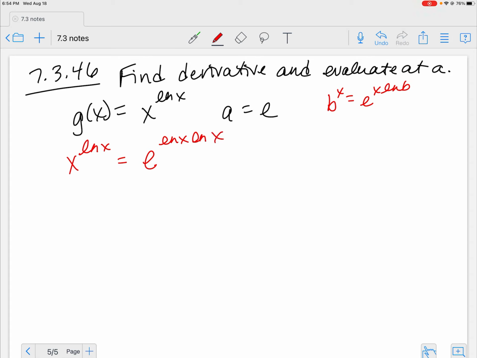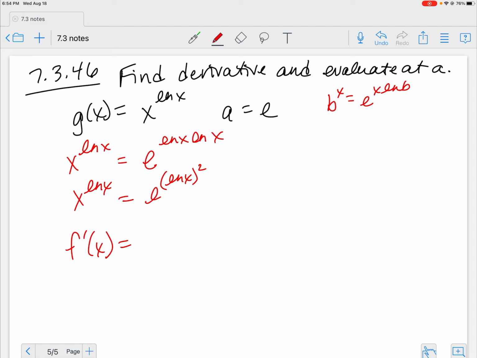Now, if I have natural log of x times natural log of x, that's the same thing as the natural log of x squared. It's just easier to write it like that. All right. Okay, take that derivative. Find our derivative and evaluate it at e.